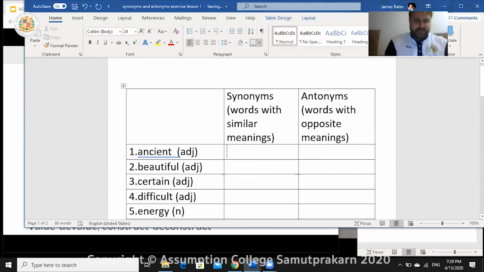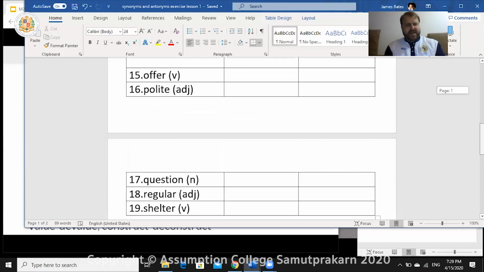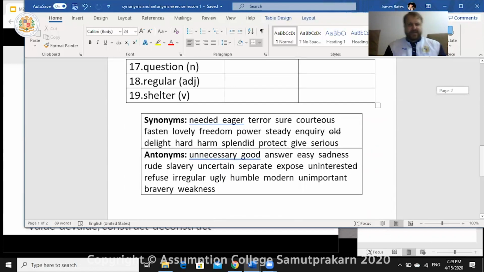Put that there. Okay. Now we know what ancient means, the synonym of old. What's the word with an opposite meaning? Can you think of some words with an opposite meaning to ancient? Let's have a look at the box of antonyms. See if we can find one.